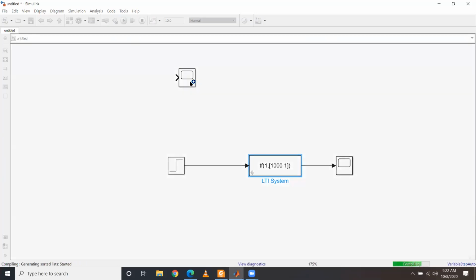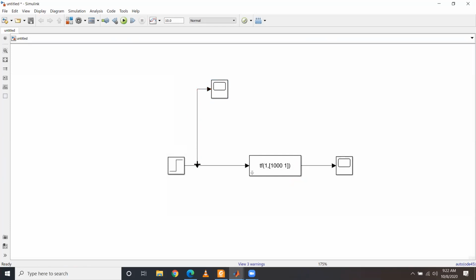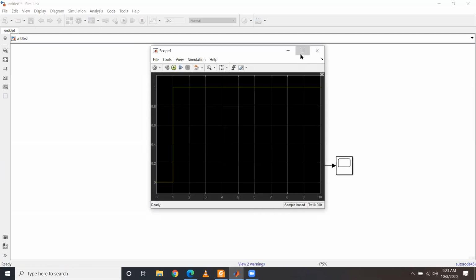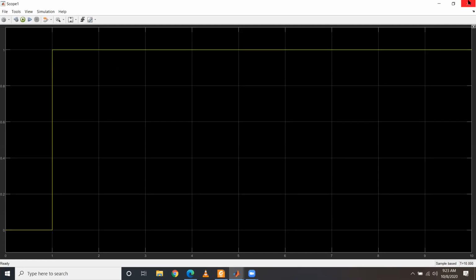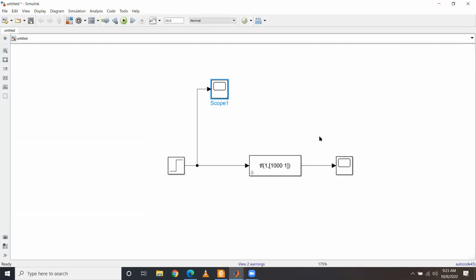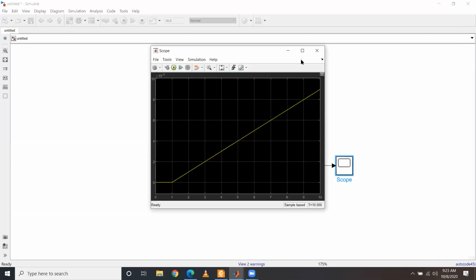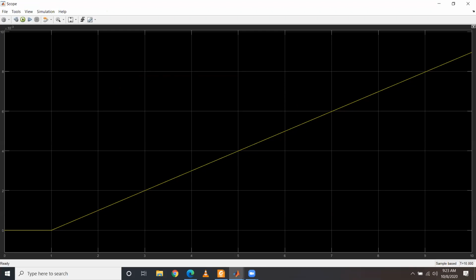Oh, I didn't connect the scope. Okay. So if you double click the input scope first, this is a step function, right? Isn't it? Yes, sir. If you double click the output scope, this is your step response. Now, is there anything odd about this one? Shouldn't it have been similar to the ones we obtained using MATLAB? Yes, sir. Why isn't it then?